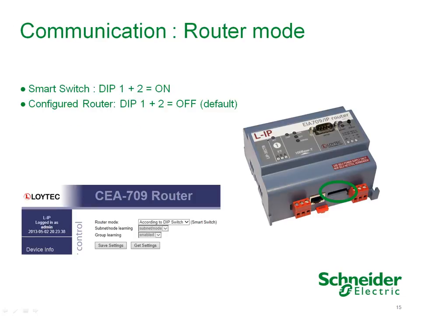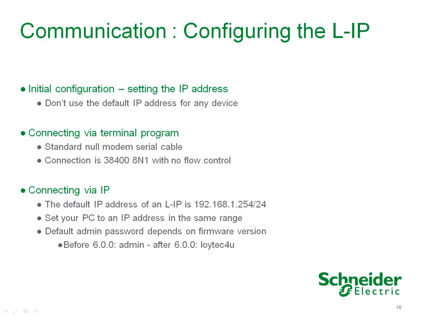The router mode can either be set using the dip switches on the LIP or via the web page. When installing a brand new LIP, you need to set up the IP address of the unit as a minimum. The LIP comes with a default address, but don't use that for any device.